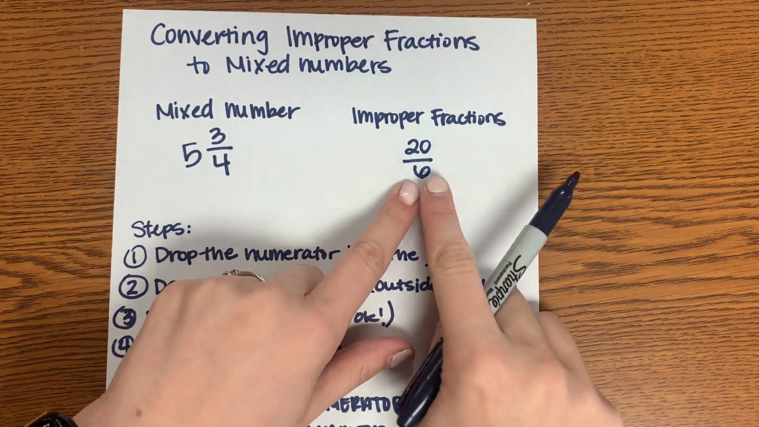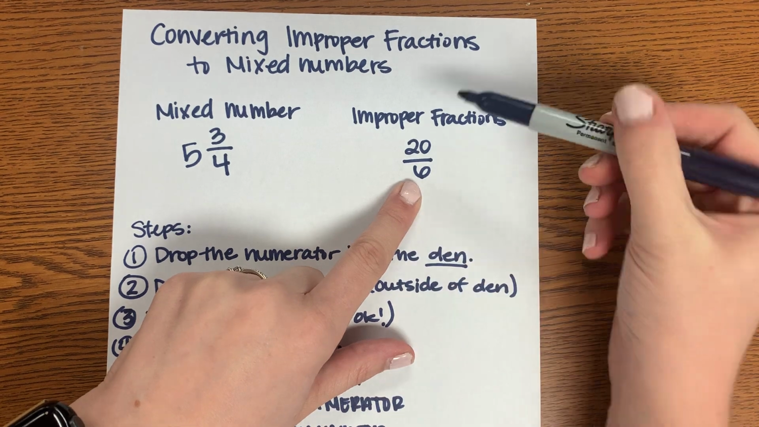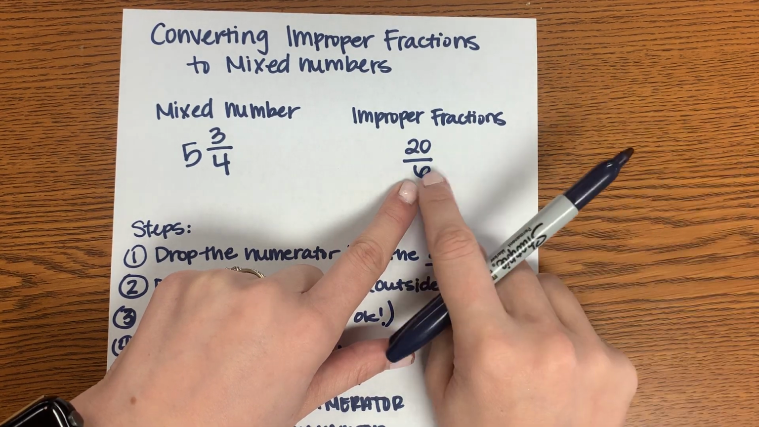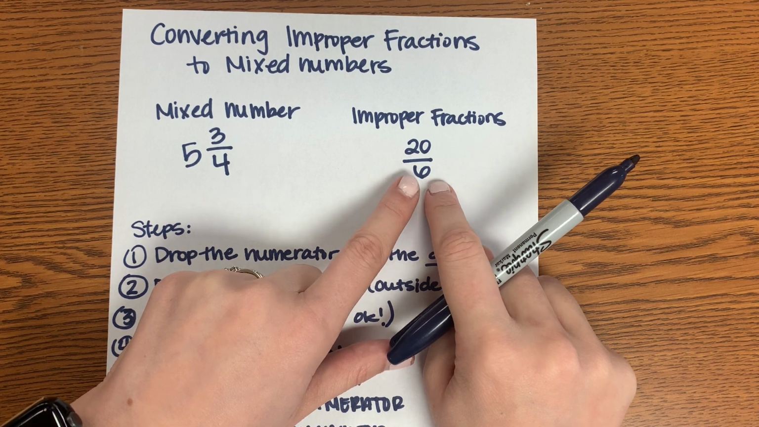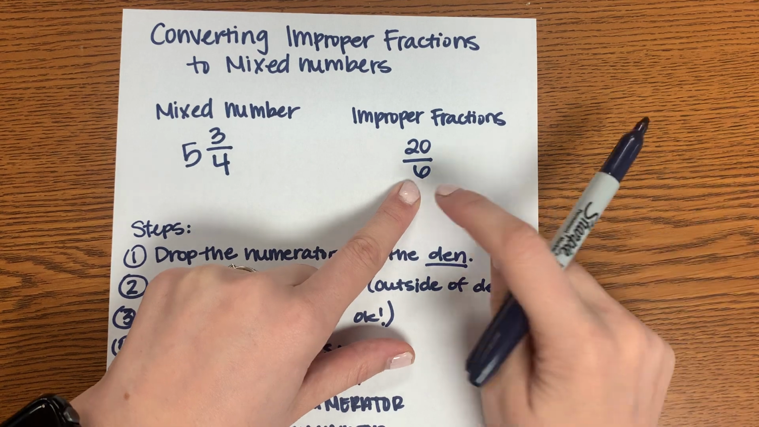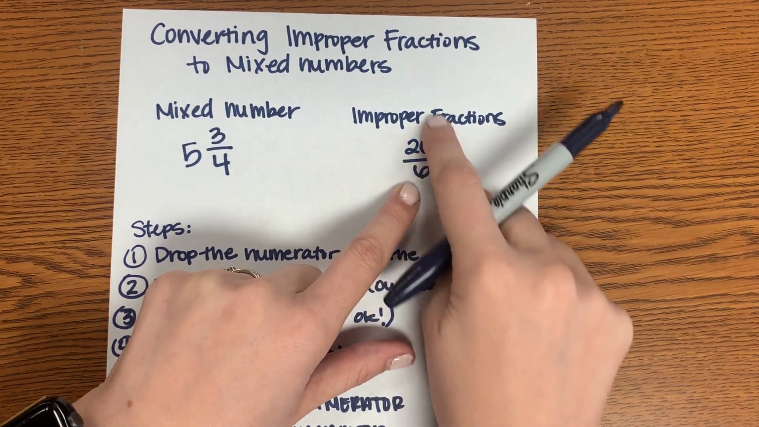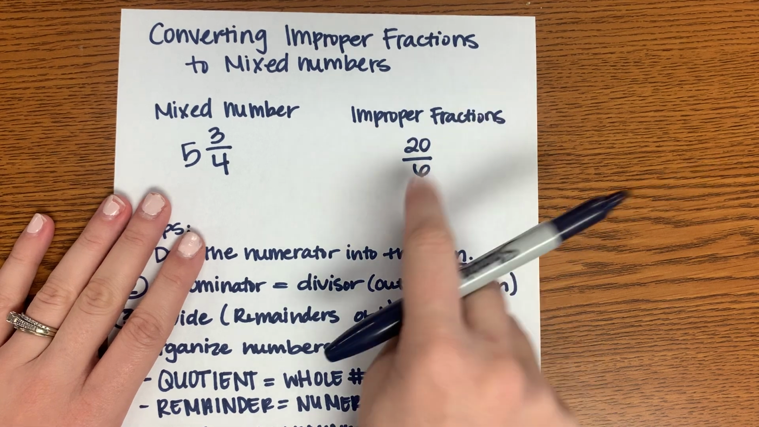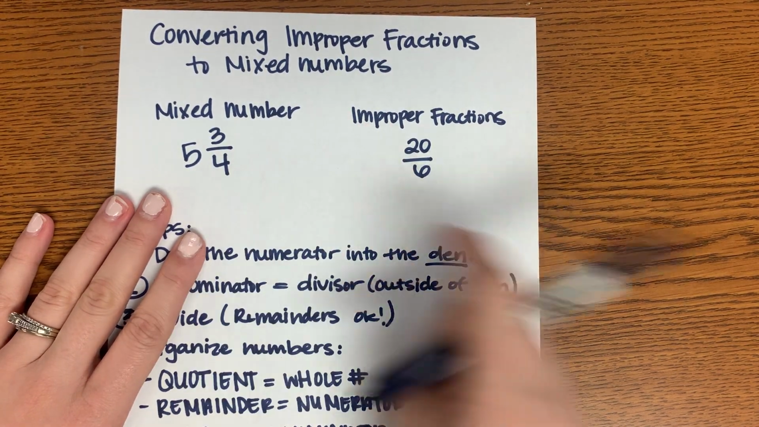An improper fraction is when the numerator, or the number on top, is bigger than the denominator, or the number down below. So it's super rude that 20 is making 6 carry it, because 20 is bigger than 6. So this is improper. Mixed number, improper. So how can we make an improper fraction into a mixed number?